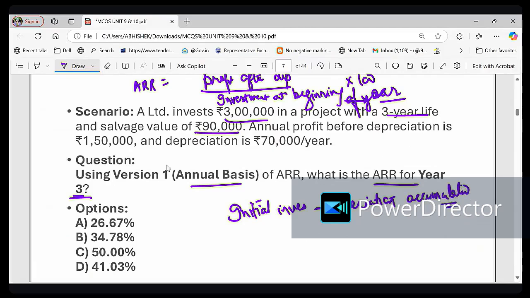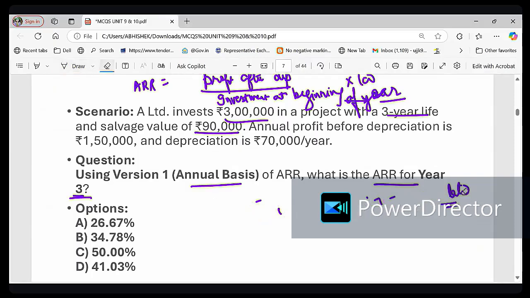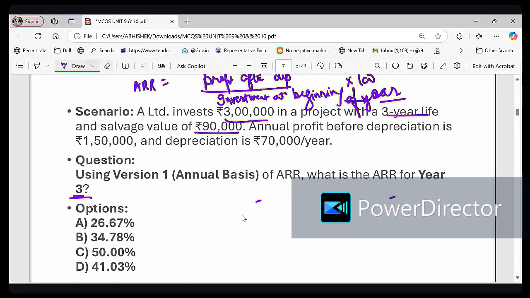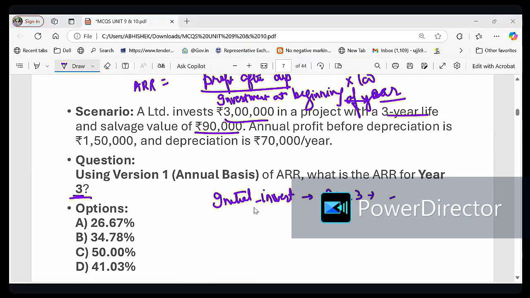Now, in year number 3, come back to the question. In year number 3, what are the data available? Annual profit before depreciation is 1,50,000. Annual depreciation is 70,000. Can you calculate what is the initial investment at the beginning of year number 3? Can you write the value in the chat box? Just waiting for your response. If you know the concept of depreciation, you can easily tell me.